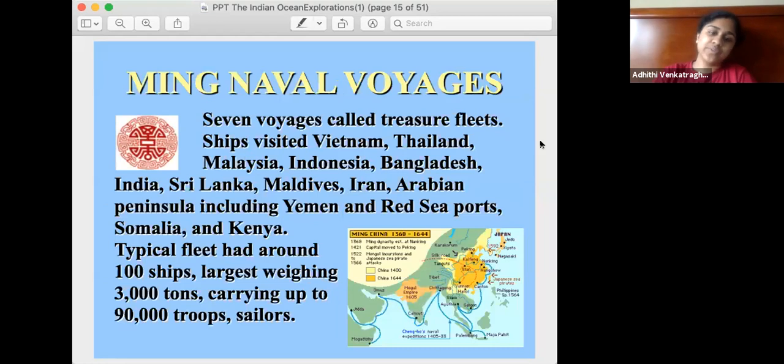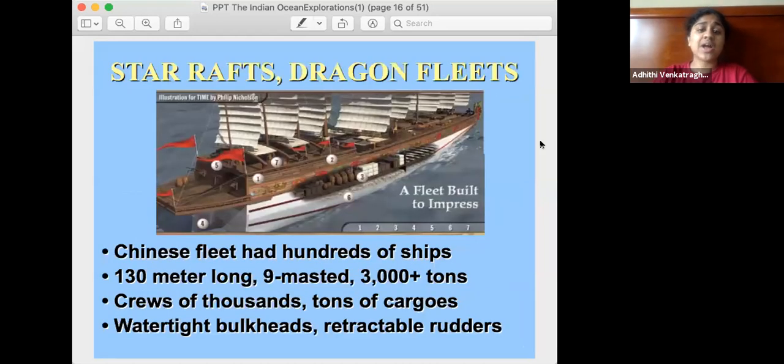This was the Ming naval voyages now. So the seven voyages were called treasure fleets. Ships visited Vietnam, Thailand, Malaysia, Indonesia, Bangladesh, India, Sri Lanka, Maldives, Iran, and the Arabian Peninsula, including Yemen and the Red Sea ports like Somalia and Kenya. So a typical fleet had around 100 ships, the largest weighing up to 3,000 tons, carrying up to 90,000 troops and sailors. So there were also star rafts and dragon fleets. A Chinese fleet had hundreds of ships, 130 meters long, 9-masted, 3,000-plus tons, with crews of thousands, tons of cargo, watertight bulkheads, and retractable rudders.